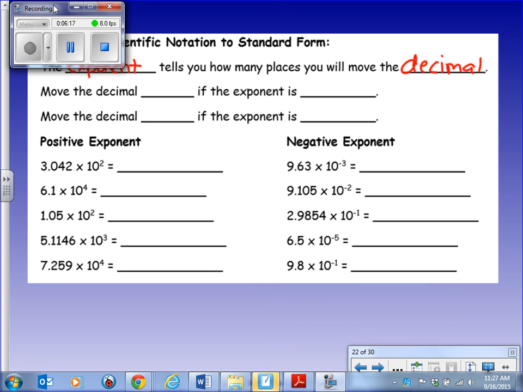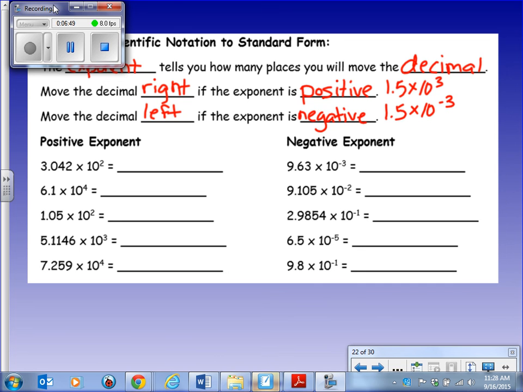All right, so we're going to move the decimal right if the exponent is positive. An example would be 1.5 times 10 to the third, so we move the decimal to the right. We're going to move the decimal to the left if the exponent is negative, so 1.5 times 10 to the negative third.